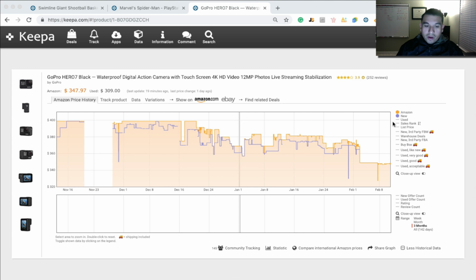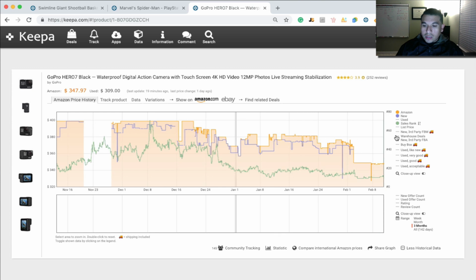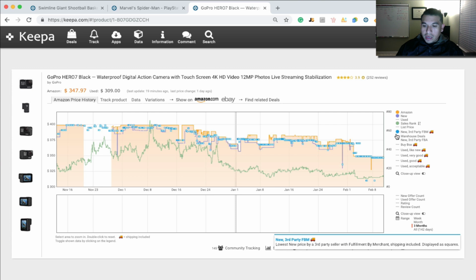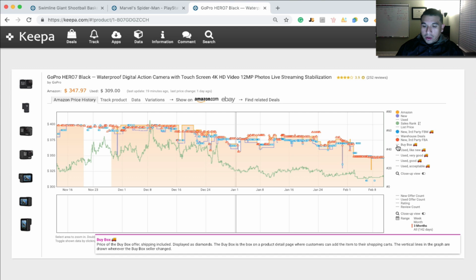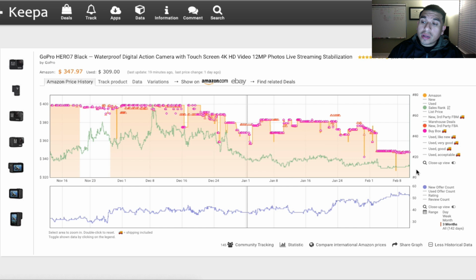As we turn on different filters, you'll see how all of it kind of comes together in the end. New, you're always going to have on as well, just to kind of see what this product is selling for at the new price. A couple other data filters that I believe are super important are the sales rank, so let's go ahead and turn that on. We'll also want to see the new third-party FBM, and then the new third-party FBA. We'll also want to see who's winning the buy box. Those are going to be the actual filters that we use for this product.